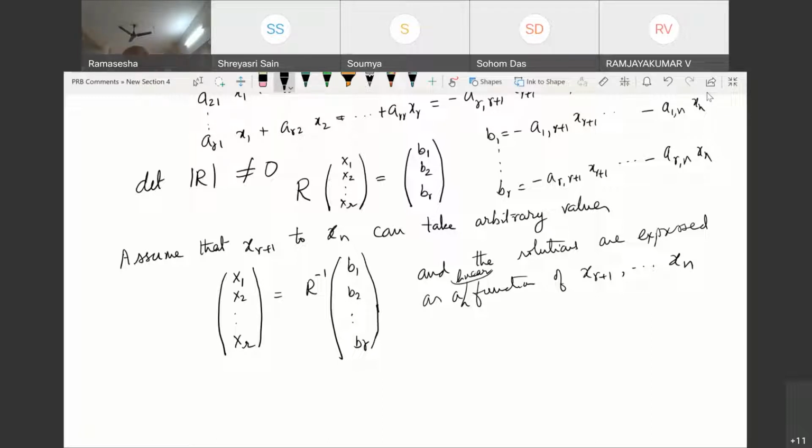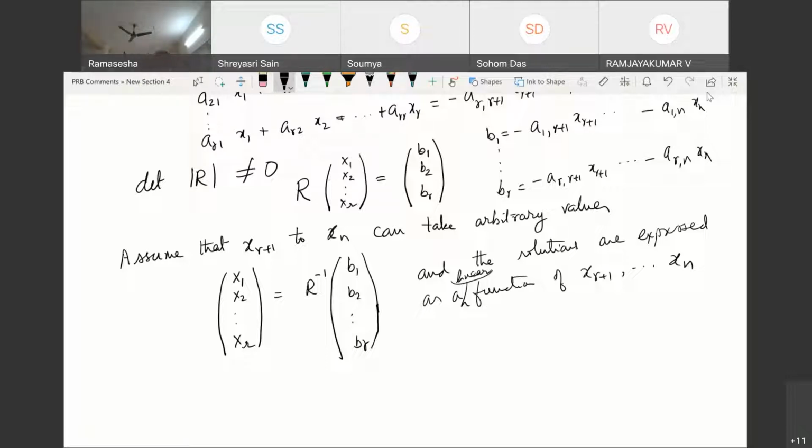So the solutions are expressed as a linear function of xr plus 1 to xn, because you see that it does not depend upon the power of xr plus 1, or upon the product of xr into xr plus 1 into xr plus 4 or something like that. Okay, it depends linearly on the remaining variables xr plus 1 to xn. Any other questions? No, sir.